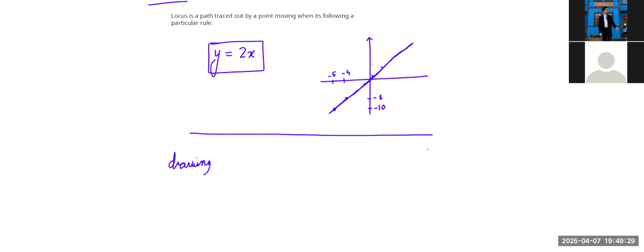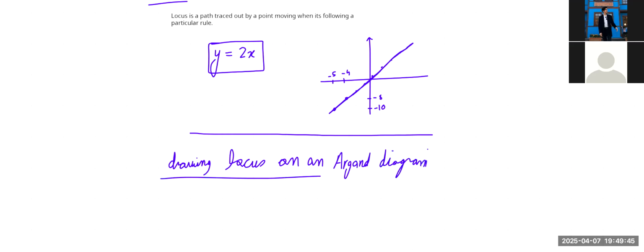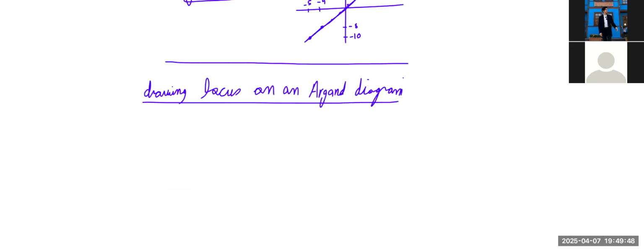So drawing loci. I think loci is the plural and locus is the singular. Anyways, drawing a locus on an Argand diagram. When I say Argand diagram, I mean the complex plane essentially. Now, we already know that a complex number is purely defined by an angle and a length, right? So we can define it like that at least.